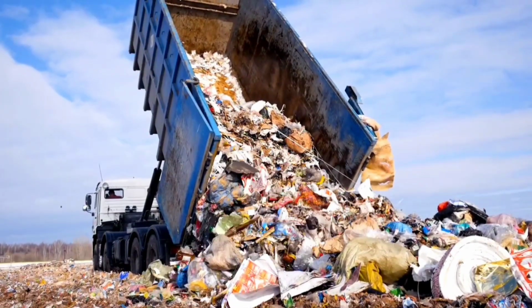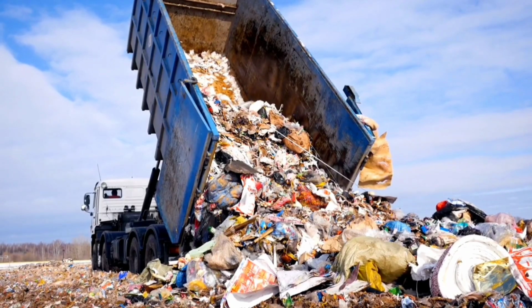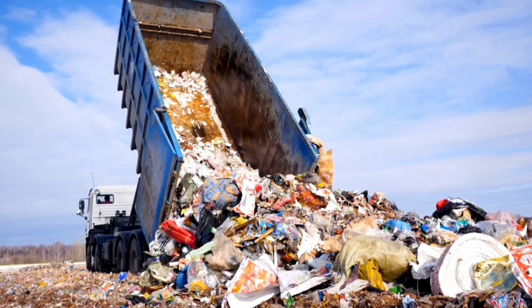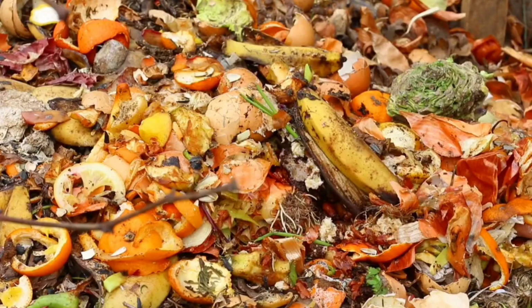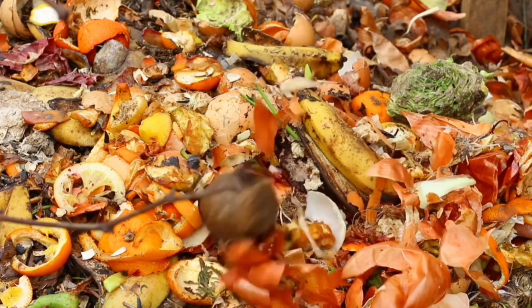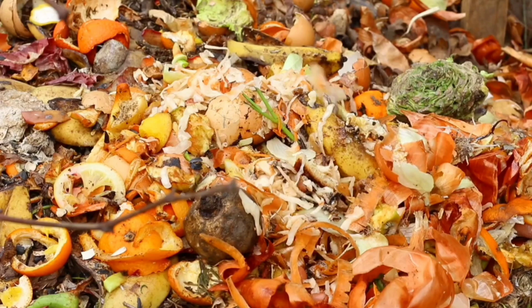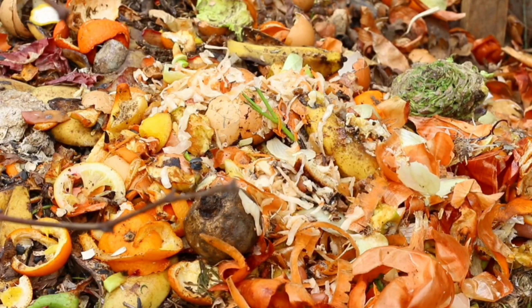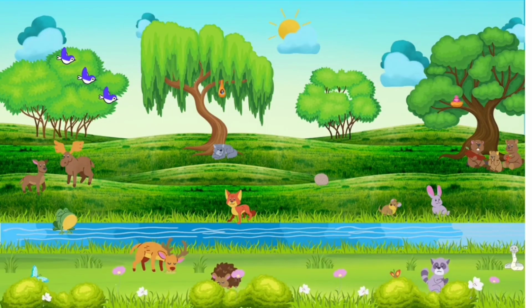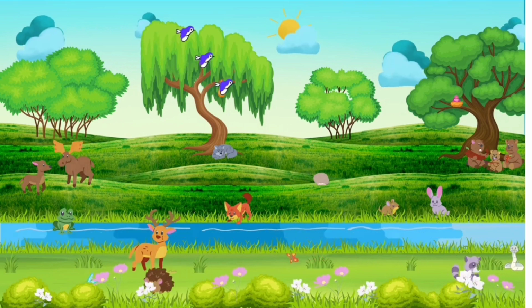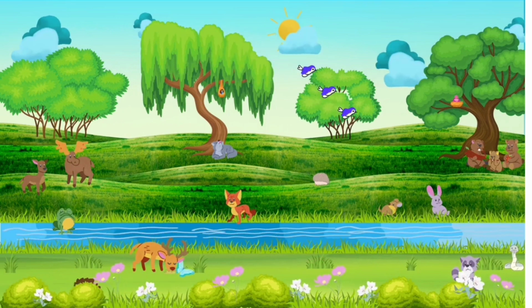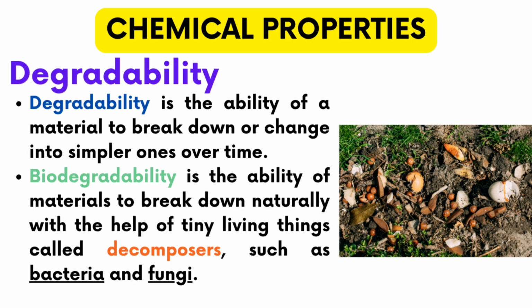What about food waste and other garbage, such as plastic and metal scraps? They possess another chemical property that you probably often observe: degradability, specifically biodegradability. This property is commonly linked with animal and plant materials. Degradability is the ability of a material to break down or change into simpler ones over time.